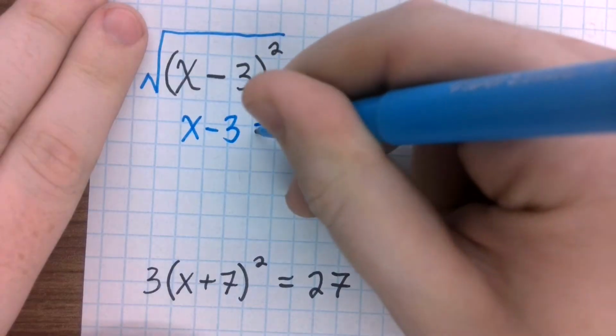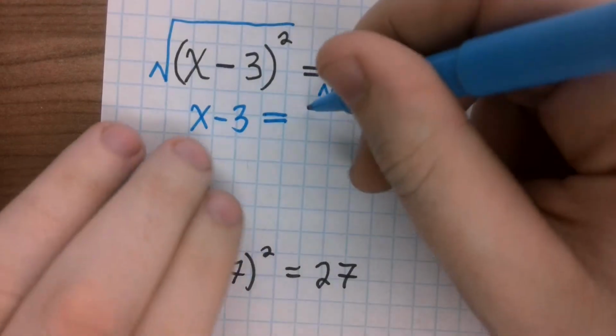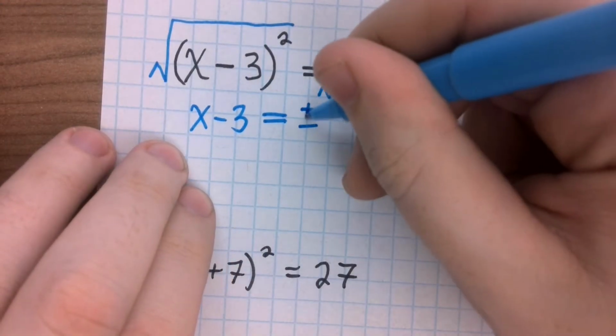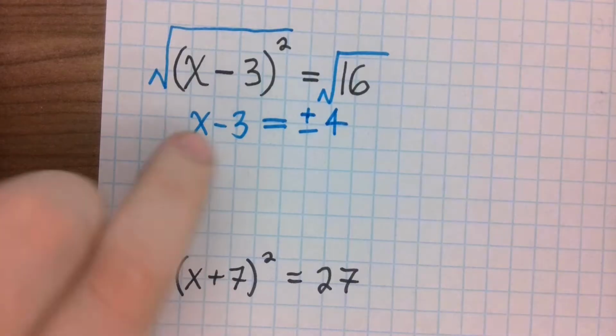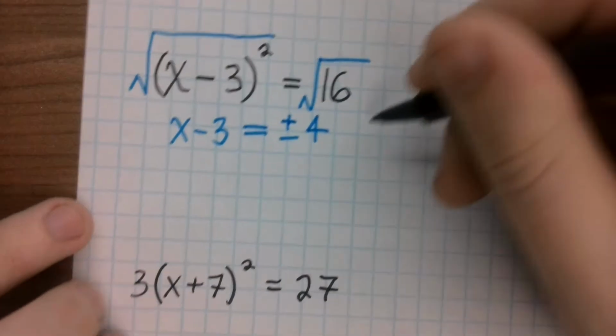So x minus 3 equals, and what's the square root of 16? Hopefully you got both answers, plus and minus 4. So x minus 3 equals positive 4, and x minus 3 equals negative 4. From here, you can either choose to split your equation now or split it later, but I'm going to split it now just to show you what this really turns into.